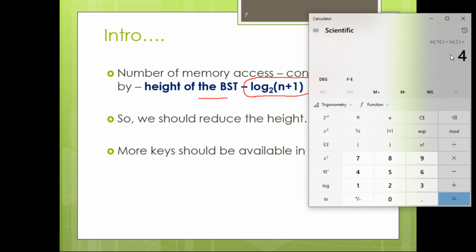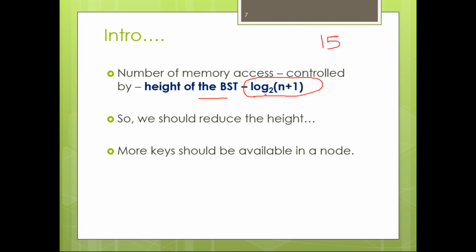Is nothing but 4. So you can check, a binary tree with a height of 4, maximum how many nodes can it have? It can have 2 to the power 4 minus 1. 2 to the power 4 minus 1 is nothing but 16 minus 1, 15. So this is to do the reverse thing.